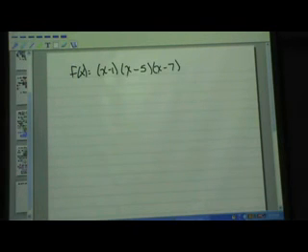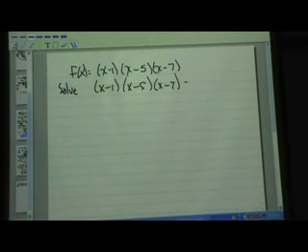Alright. Remember, we're finding the zeros of this function, which means that we have to solve this thing equal to 0. It's easy now, it's factored. The zeros are 1, 5, and 7.